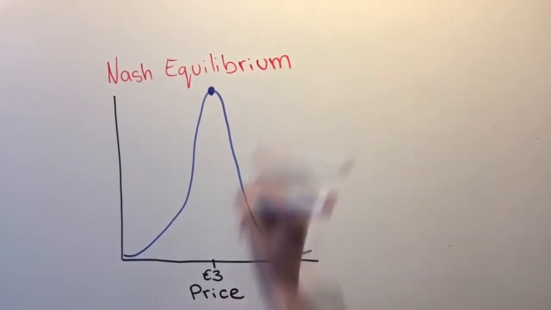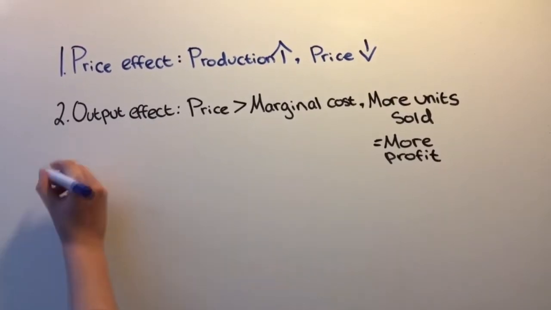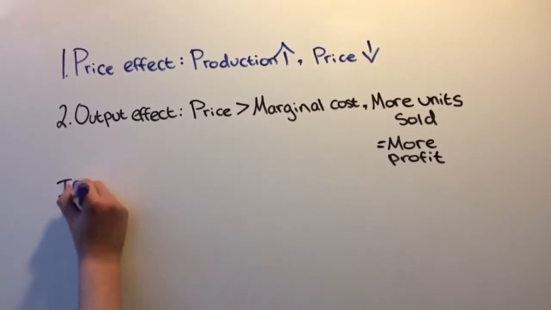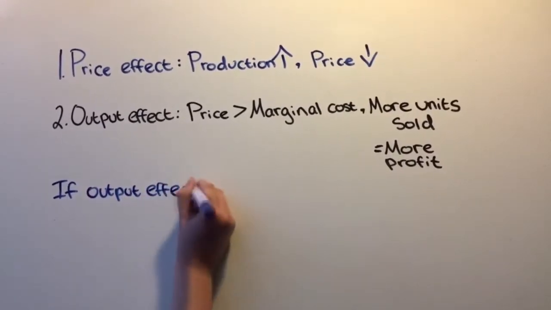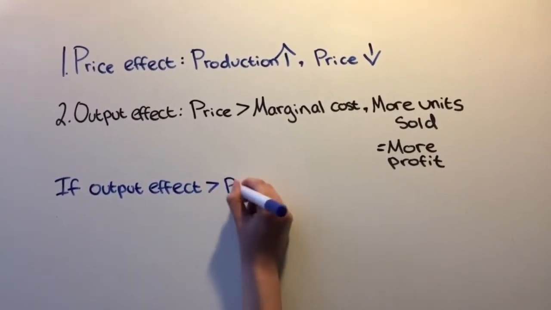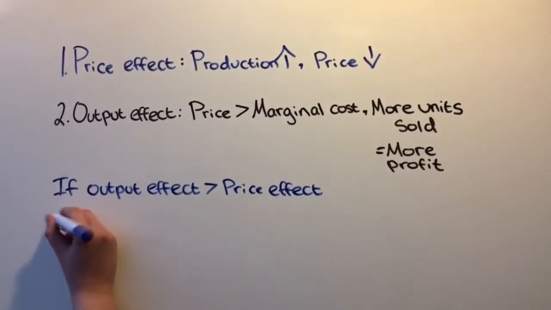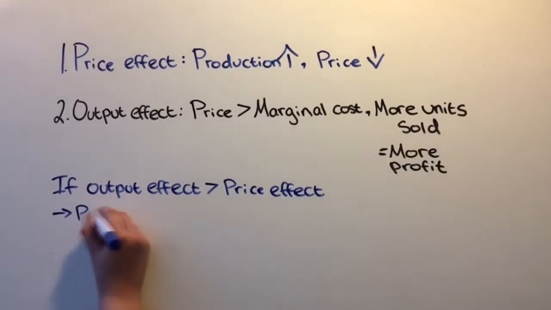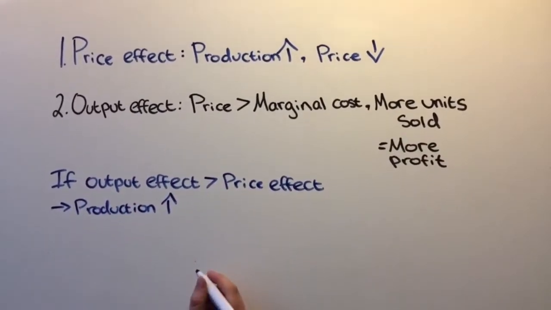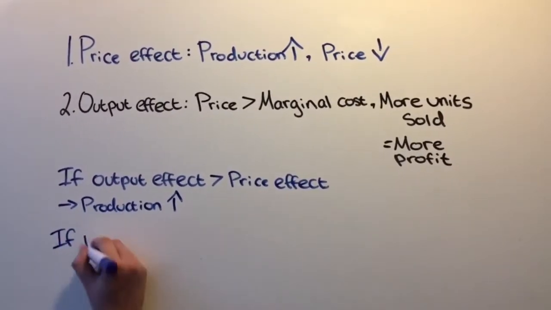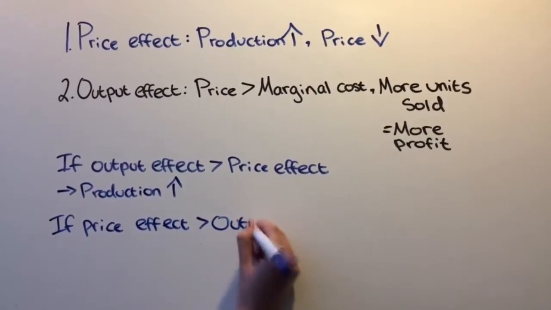Let's look at how oligopolies set their prices. A good way of choosing your price is by looking at two effects. Firstly, the price effect, which states that as you raise production, more units are sold, which lowers your price because of the downward sloping demand curve. This will lower the profit on all other units sold. And secondly, the output effect. As the price is above the marginal cost, selling more coffees will raise profits. If the output effect is larger than the price effect, the production of coffees should be increased.